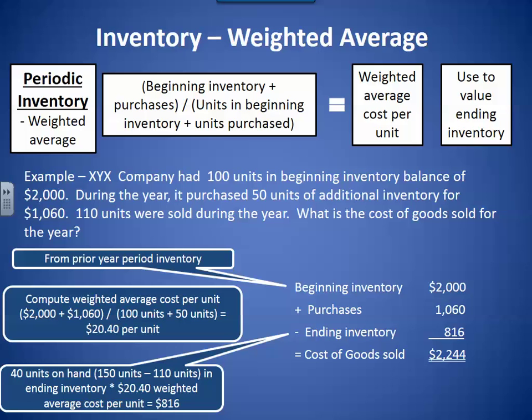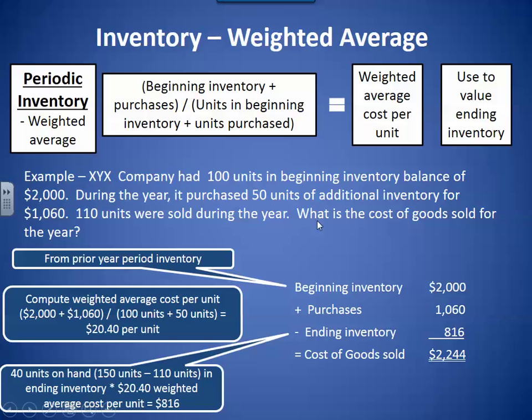So let's take a look at XYX Company. Now XYX Company had 100 units in the beginning inventory, with a beginning inventory balance of $2,000. During the year, it purchased 50 units of additional inventory for $1,060. Also, 110 units were sold during the year. So now the question is, what is the cost of goods sold for the year?